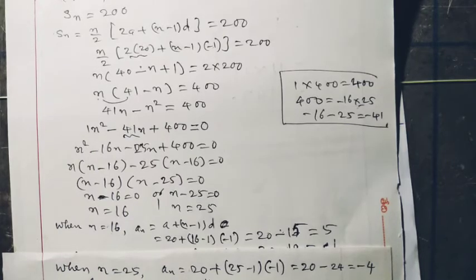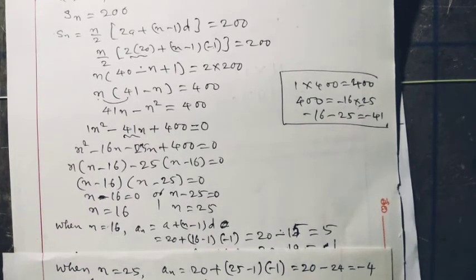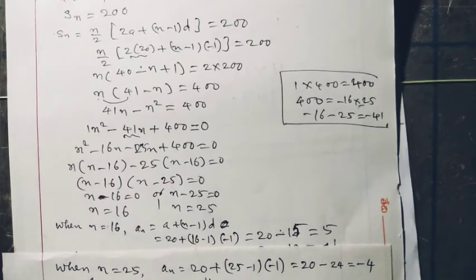Therefore the number of rows is 16, and the number of logs in the top row is 5. So this is the answer.